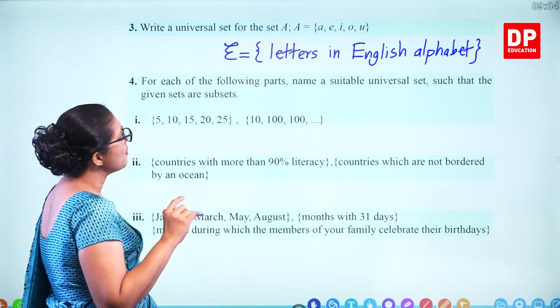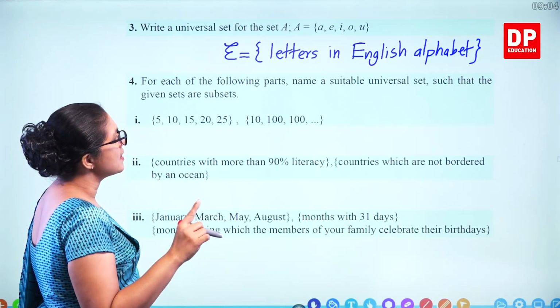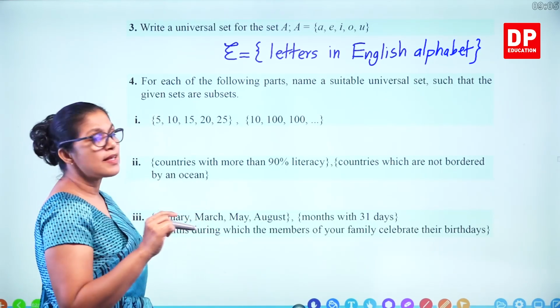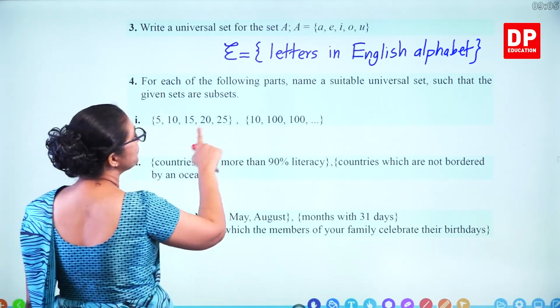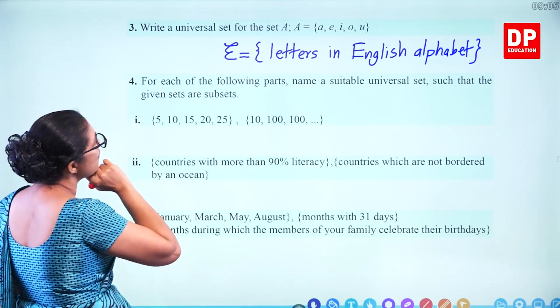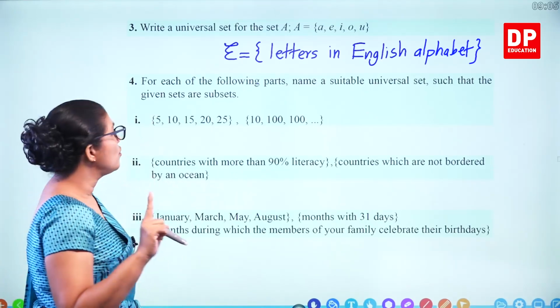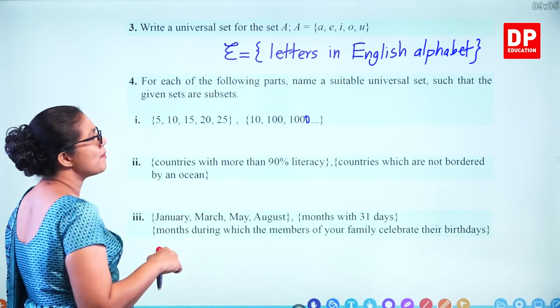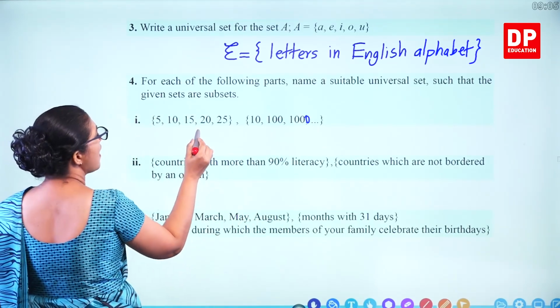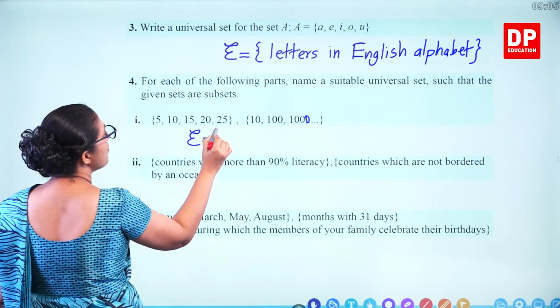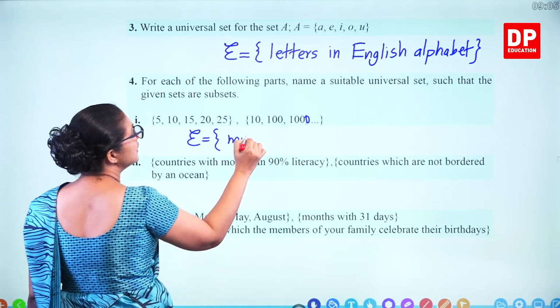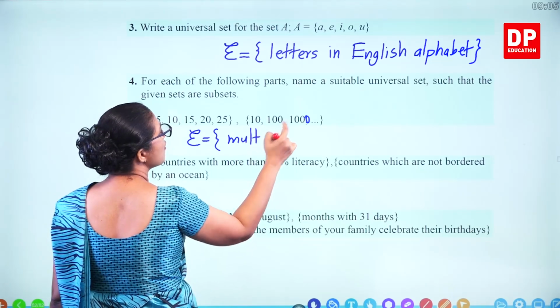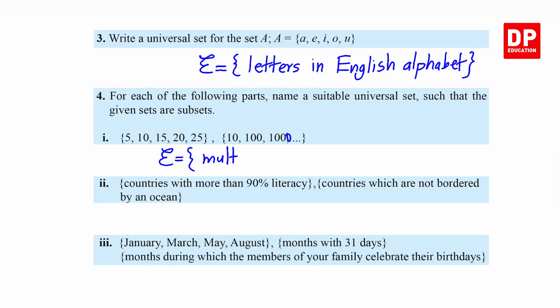For each of the following parts, name a suitable universal set such that the given sets are subsets. So these two, we have to give one universal set. Here, it should be 1000. You can't write the same number twice. So I can write multiples of 5, because this is also a multiple of 5. This is also a multiple of 5. Multiples of 5.